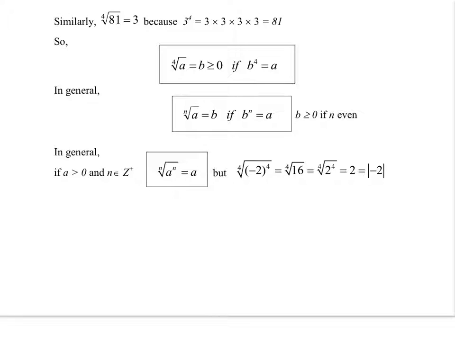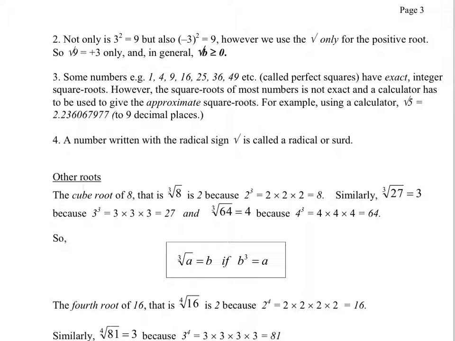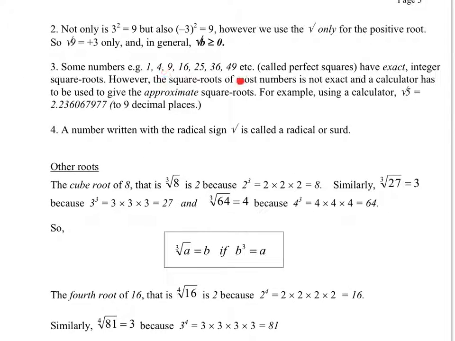Now on this last page, going to the top of the last page, you'll notice that there are some numbers, for example 1, 4, 9, 16, 25, etc., that when you do the square root you have nice numbers as your answer, but most of the time you get something that's approximate from your calculator. So if you're asked for an exact answer, you should leave it as square root of 5, for example. Now anything that's written with a square root or a cube root or anything that has this symbol in it is called a radical or a surd.